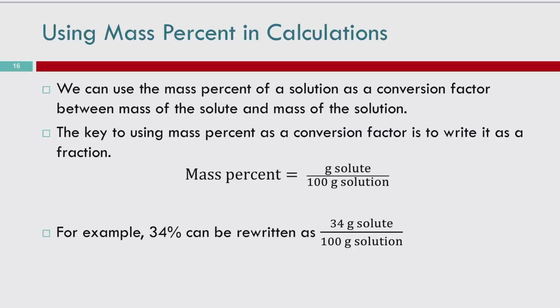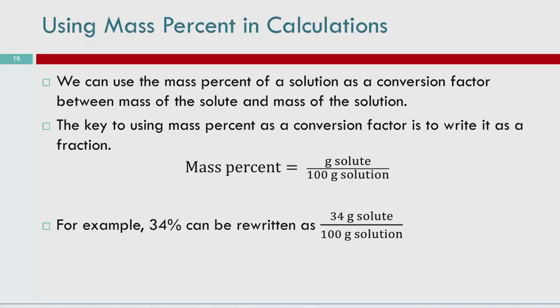We can also use mass percent in calculations, so oftentimes you might be given mass percent. The key to using mass percent as a conversion factor is to write it as a fraction. So mass percent equals the number of grams of solute per 100 grams of solution. For example, if you have a 34% something, you can rewrite that as 34 grams of the solute over 100 grams of the solution.